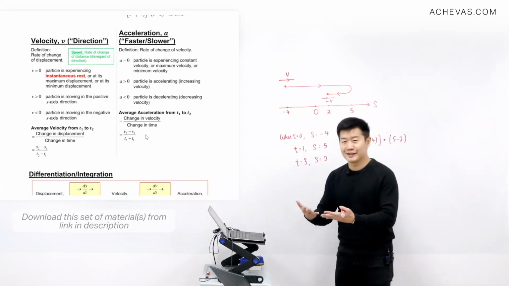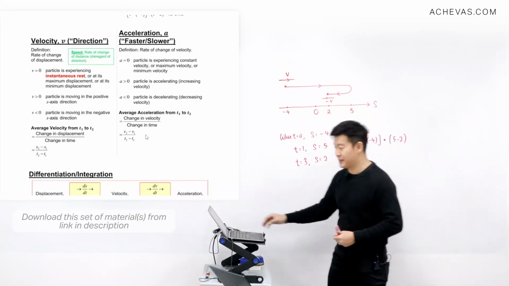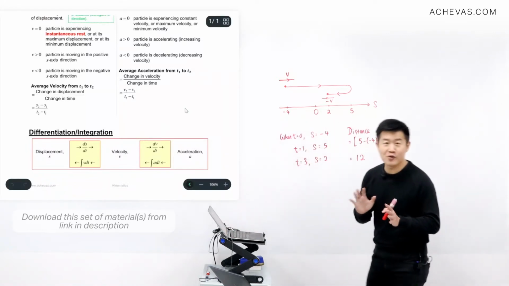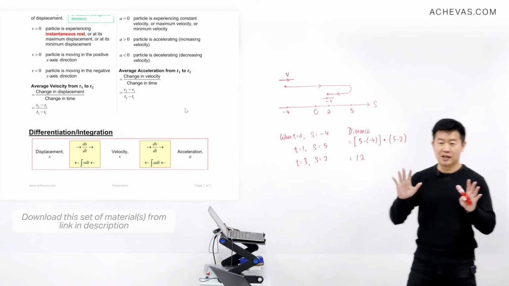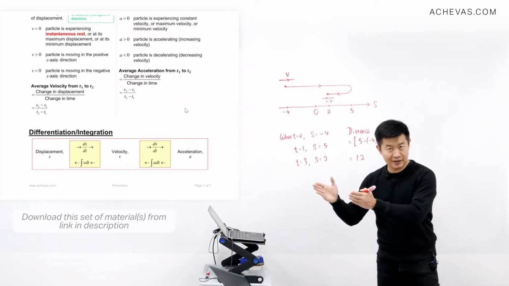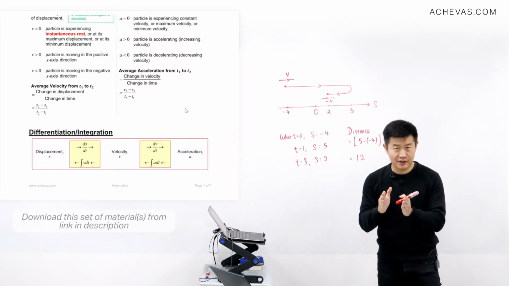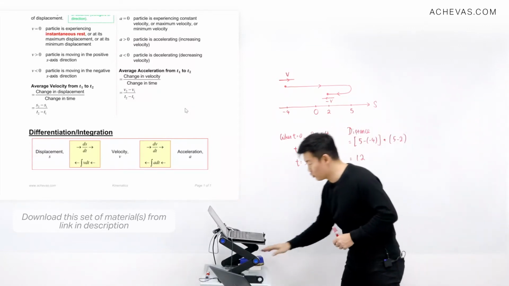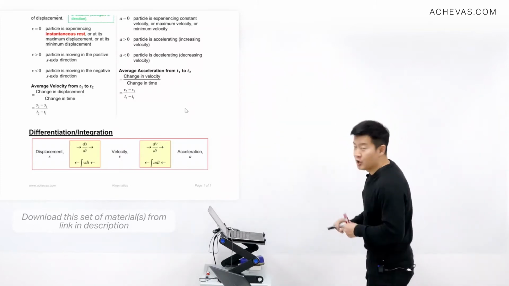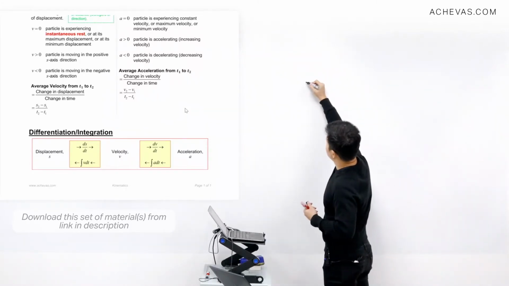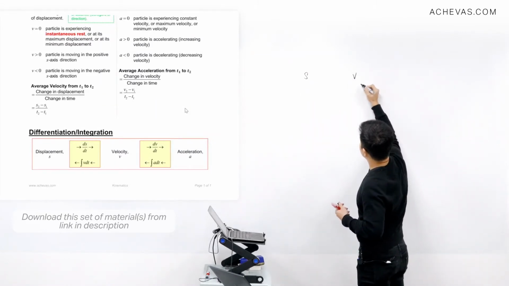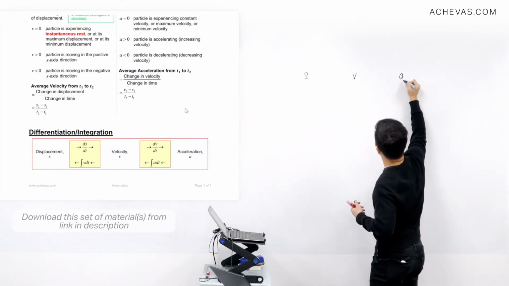So how will calculus, how will differentiation and integration come in? I have a little table here. I think this table is going to be very, very useful to summarize for us how we can make use of differentiation and integration to relate S, displacement, to V, velocity, and acceleration. Let me just try to draw this little table on the board also. So we are talking about the displacement, S. We are talking about velocity, V, and we're talking about the acceleration, A.